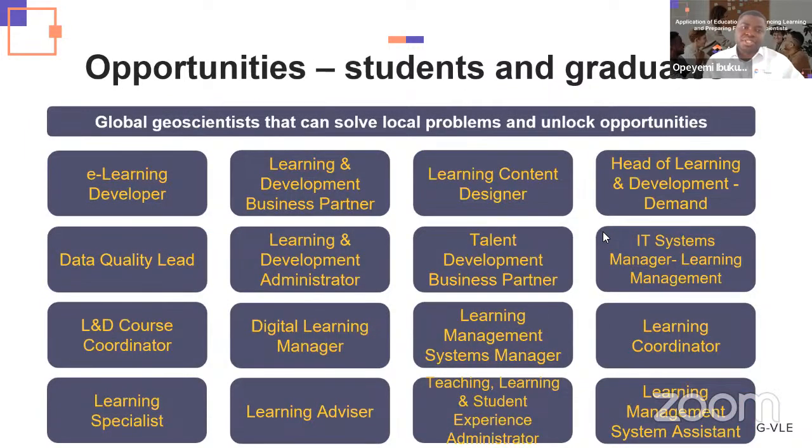So what opportunities for students and graduates? I think the aim is for us to have global geoscientists that have global knowledge, but can solve local problems and unlock opportunities. That's what we're looking at. Well, that's the aim. And I think every one of us has a role to play in this. But apart from geoscientists, we're developing the market for geoscientists. The beauty of what we're trying to do in the career ethics space is that it's going to create a lot of employment opportunities. So these are some of the roles in our sector that will be increasingly developed, with universities adopting Education 4.0.